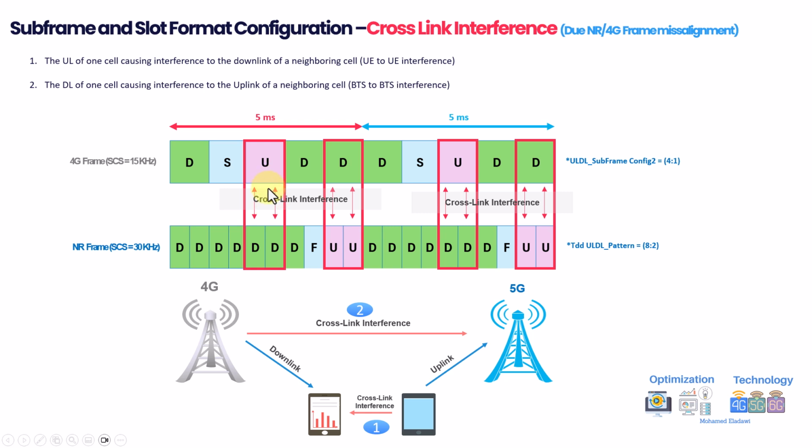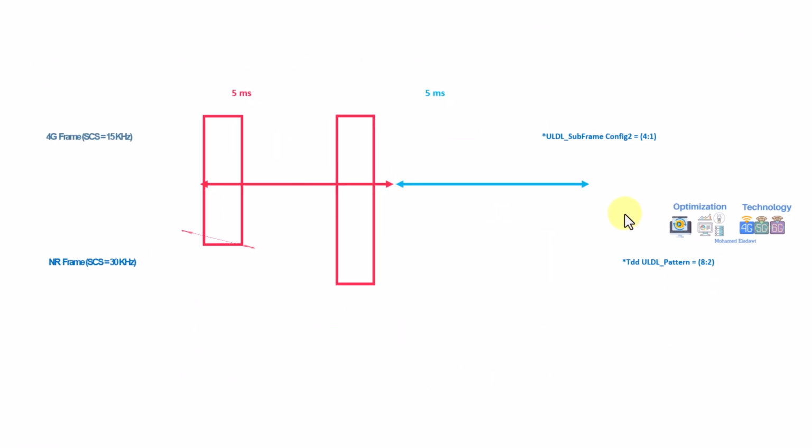So in this case, you need to be very careful whenever you are going to make the configuration for the NR. What you need to do is either shift this one by 3 milliseconds, to make the frame start from 0 milliseconds, or you can change this configuration. So let me show you, for example, instead of 8 to 2, you can make it 4 to 4. Let me show you both examples to explain it more. This is as a solution for the NR.